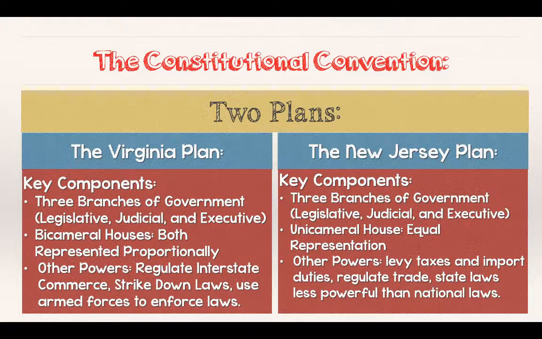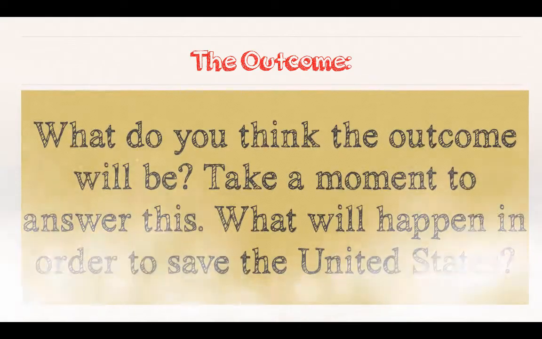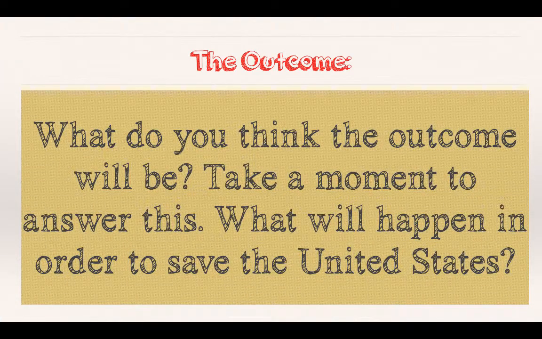But if we have two plans going into it, only one plan's coming out. So what do you think is going to be? How are we going to pick one plan? Do we go with the Virginia plan? Do we go with the New Jersey plan? Or do we combine them? So hopefully you know that we combine them.